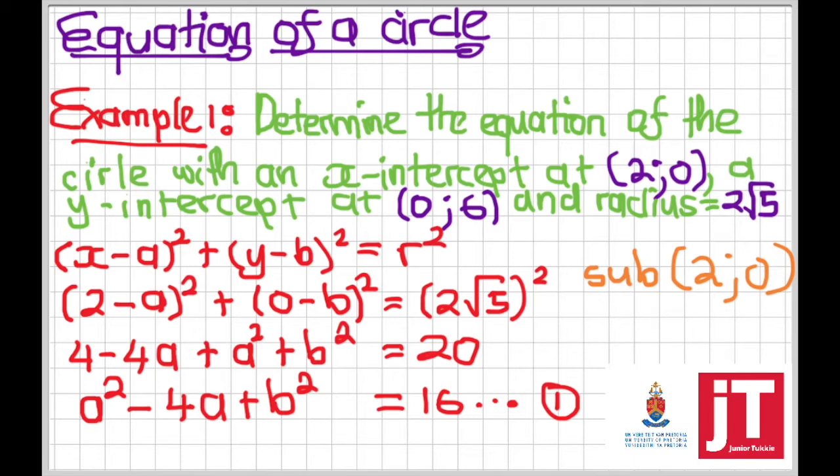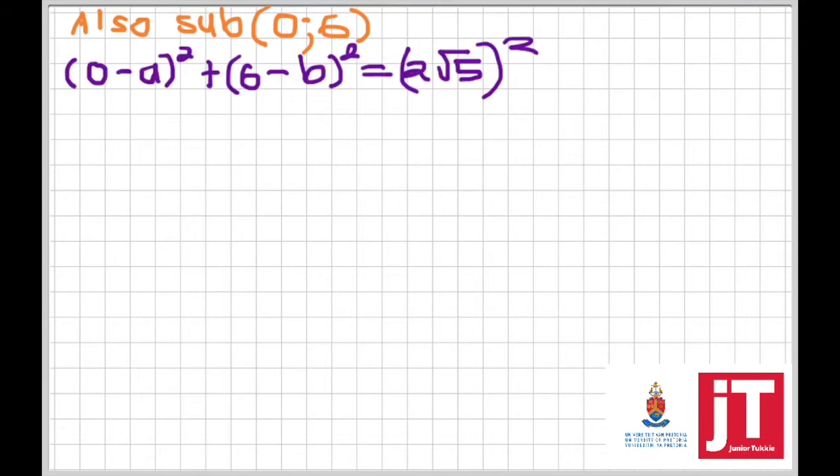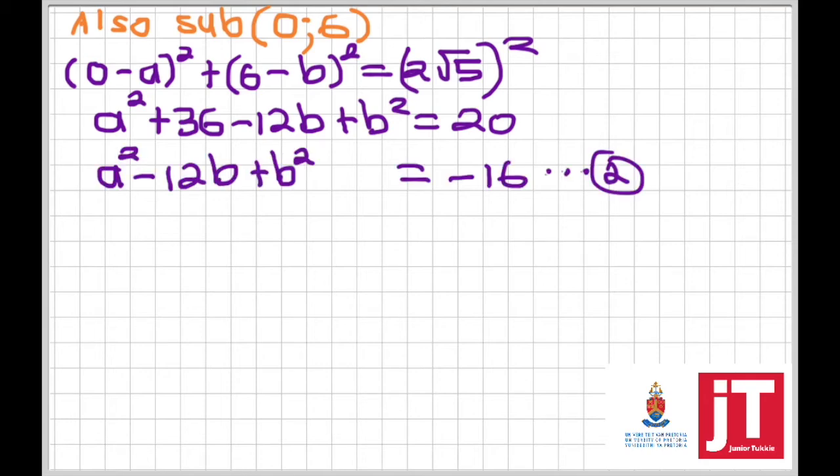So we need another equation, which we are going to get by substituting the other intercept, the y-intercept, made up of the coordinates (0;6). You substitute into the general formula, you get (0 − a)² + (6 − b)² = (2√5)². You get a² + 36 − 12b + b² = 20. Further simplifying that, you get a² − 12b + b² = −16, forming the second equation.